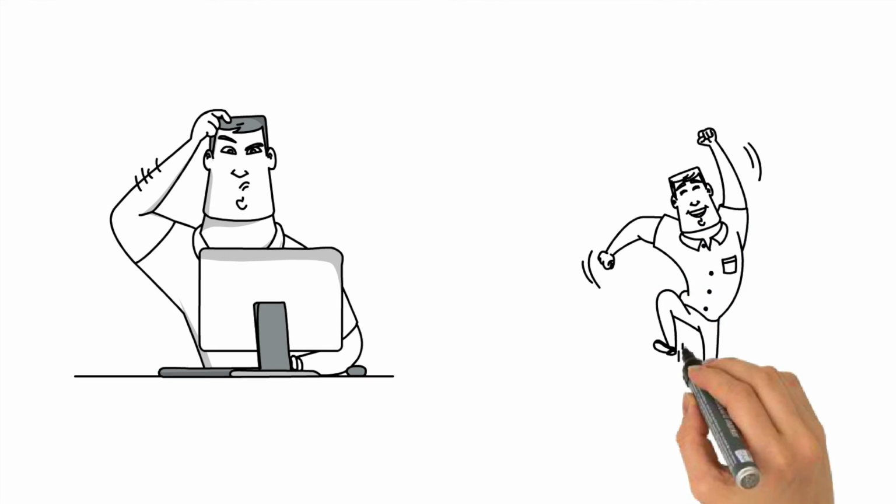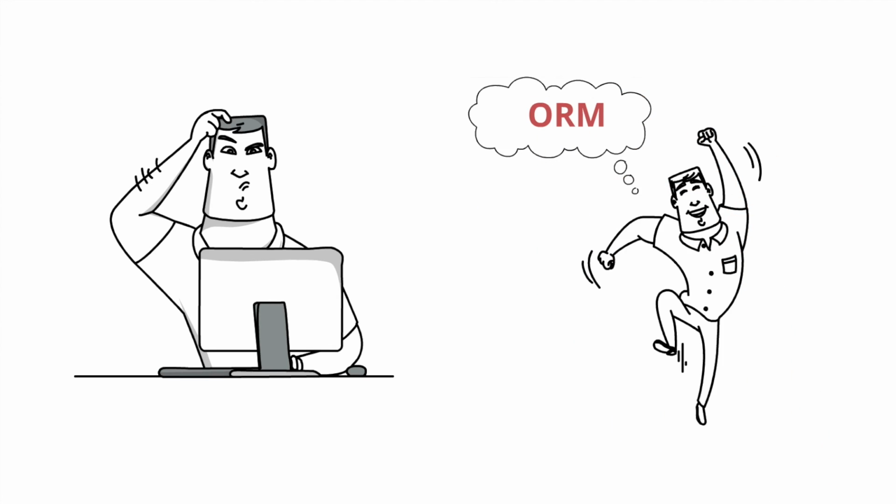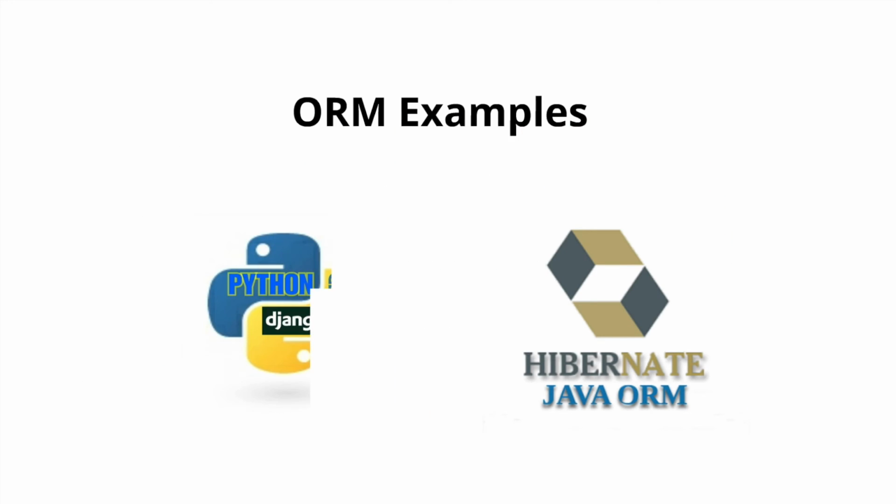ORM is here for your rescue. It is a data layer which hides all the complexity of dealing with different mismatch scenarios that we discussed so far. Application developer needs to configure it properly in order to use it optimally. In Java, we have Hibernate, and in Python, we have Django framework, which has inbuilt ORM functionality.